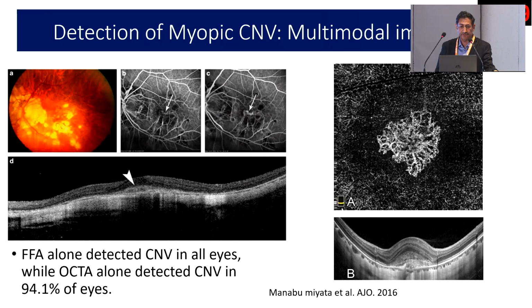But if you see the FFA, you can see there's a leakage. But every time you cannot do FFA. So OCTA is very good. These myopic CNVMs of type 2, they are above the RPE. So it is very well picked up by the OCTA.